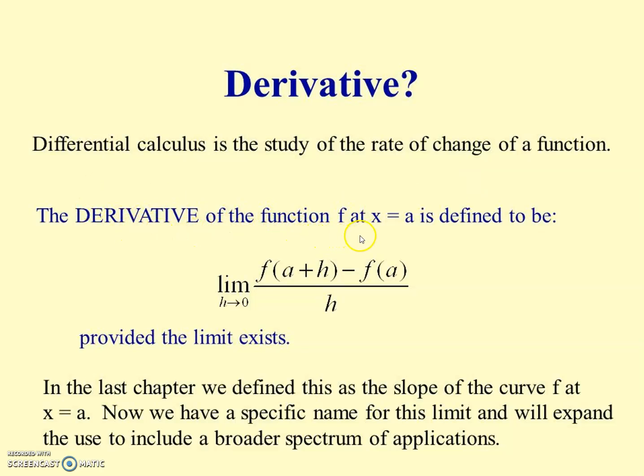The derivative of the function f at x equal to a is defined to be the limit h tends to 0 of f in bracket a plus h minus f of a upon h, provided the limit exists. In the previous chapter, this was the slope of the curve at x equal to a. Now we have a specific name for this limit. We will expand it to include a broader spectrum of applications. In the derivative, it is the increasing function. We must focus on that function, f in bracket a plus h minus f of a upon h, that is important.